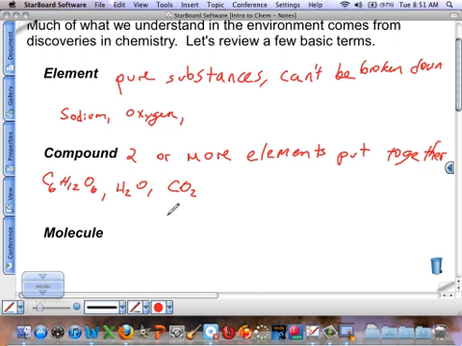Some other compounds you guys can think of. There's also kind of important ones. In fact, I tried using it up there already. NaCl. What is that? What is NaCl? Come on, guys, this should be ringing a bell. What is Na? Which element is Na?